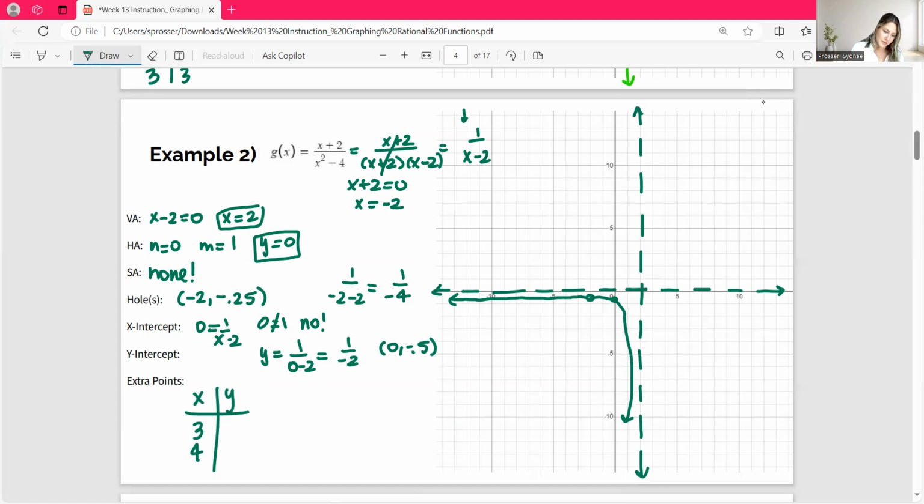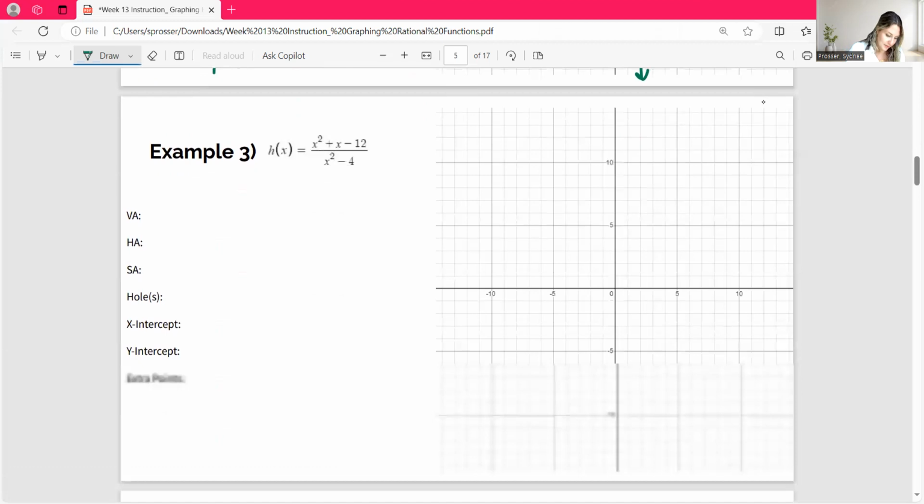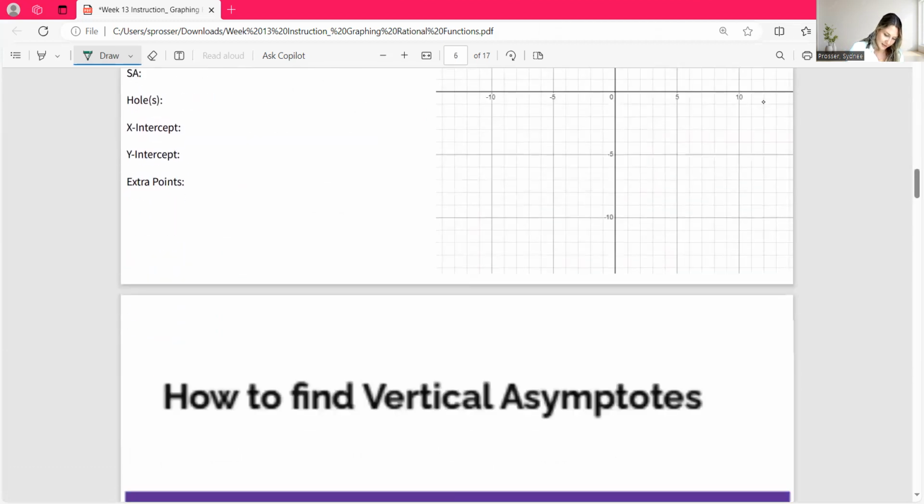Again, we're going to substitute them into our simplified function. I'll just do 1 over 3 minus 2, 1 over 1 equals 1. And then 4 is going to be a half. I'm going to take those points and plot them on the graph. So I've got (3, 1) and (4, a half). And that helps me graph this function. And there we go. Okay, let's check out example number 3, and then this is my last one.